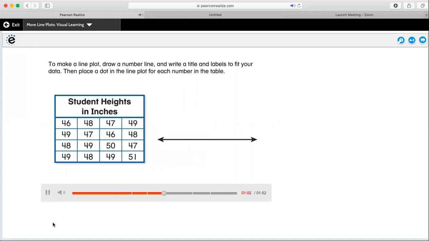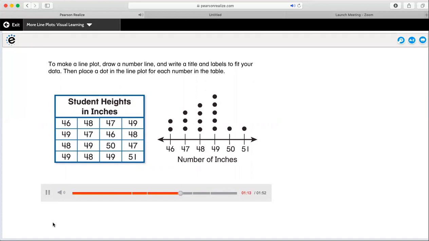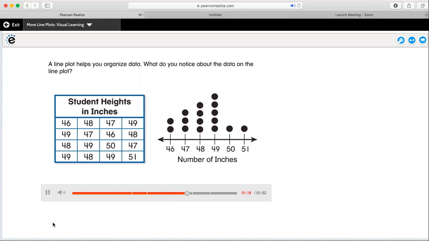To make a line plot, draw a number line and write a title and labels to fit your data. Then place a dot in the line plot for each number in the table. A line plot helps you organize data. What do you notice about the data on the line plot?